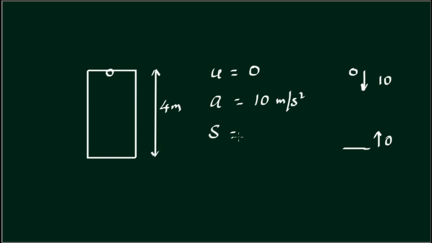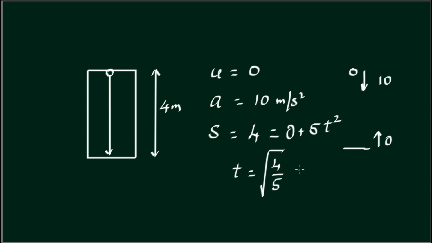So displacement S is equal to plus 4, because in the elevator frame, the elevator is stationary and the bulb simply comes down by 4 meters. So S equal to 4 is equal to ut plus half a t squared. So right away you get t is equal to square root of 4 by 5 seconds.